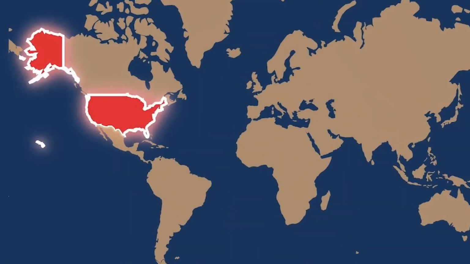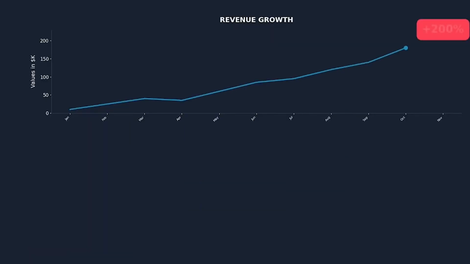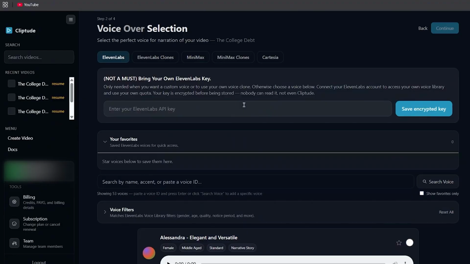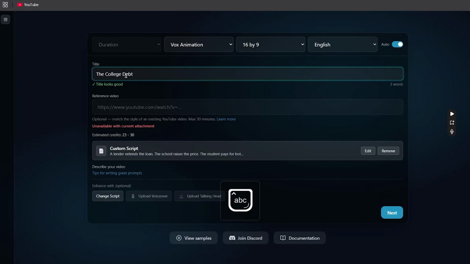Overall, Cliptude is a solid option for creators who want to produce different video formats like Vox-style animation without switching between multiple tools or dealing with a complex workflow.